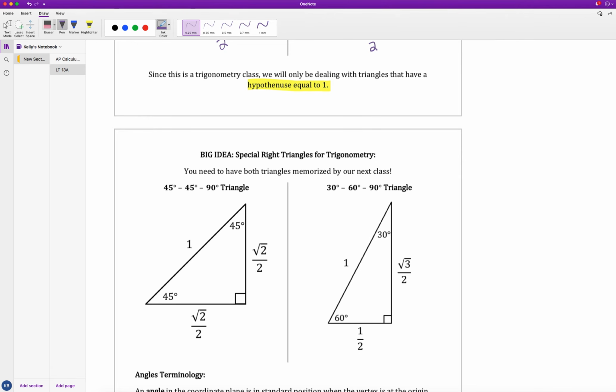So on the 45, 45, 90, both legs are going to be root 2 over 2 since the angles are equal. Our hypotenuse will be 1. On the 30, 60, 90 triangle, the side that is opposite 30 degrees is the short side of the triangle, which is the 1/2 value. So I think about this as the short side, since it is opposite the tinier of the two angles.